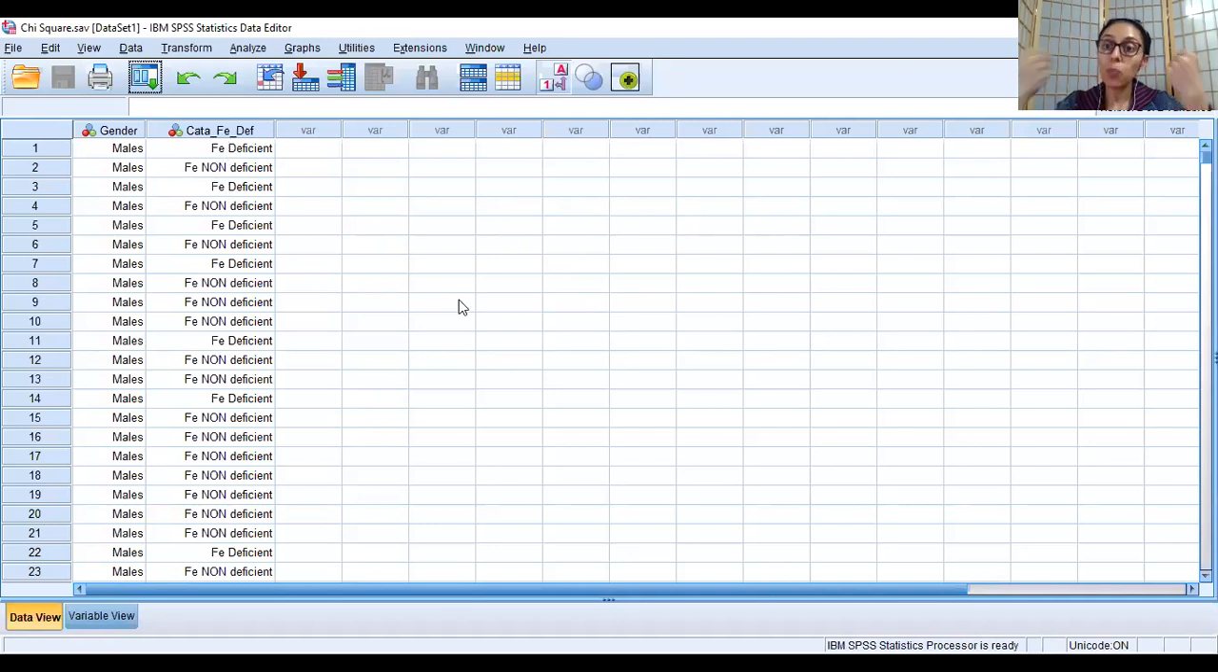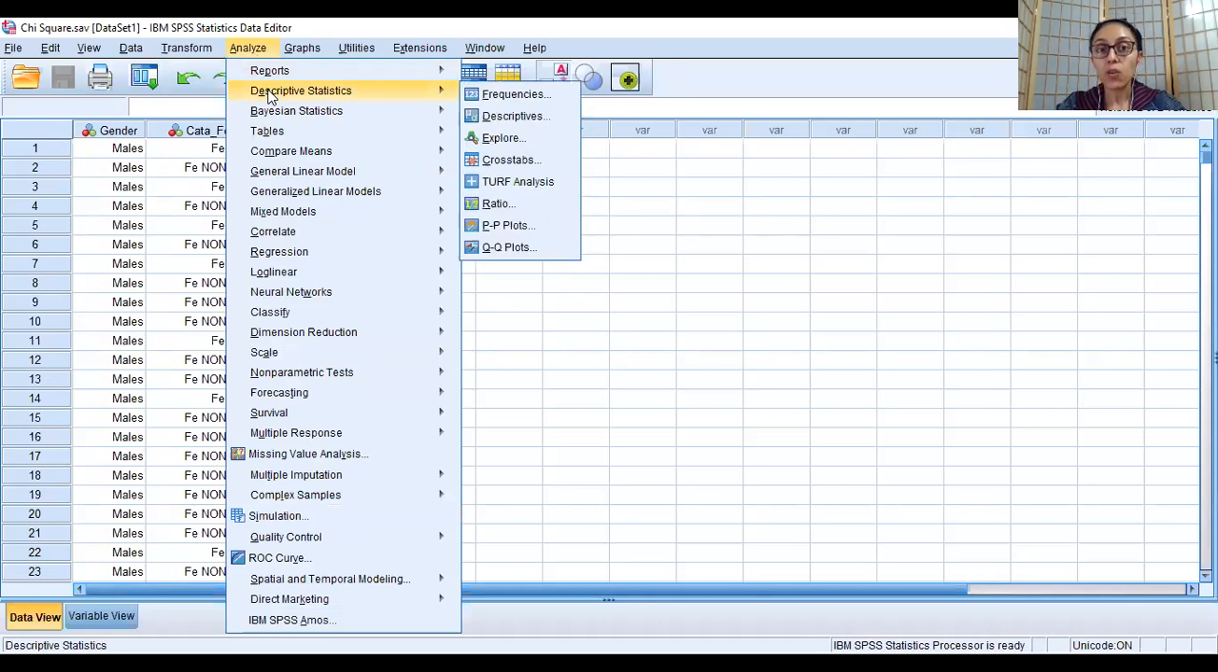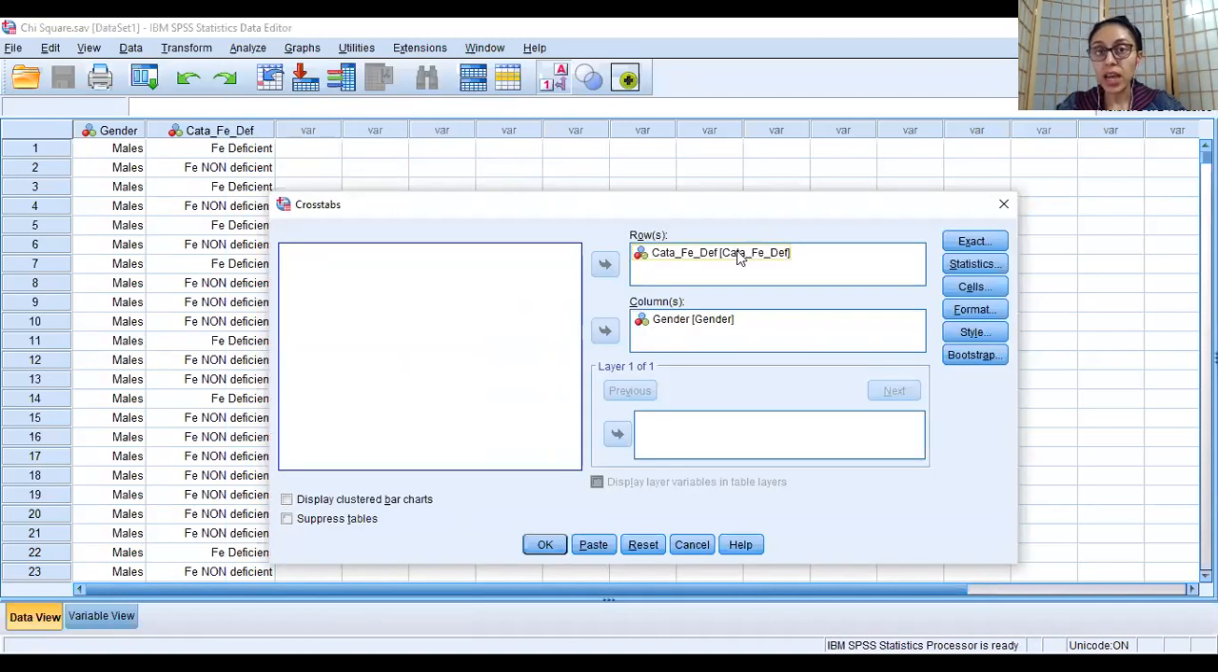Now remember over here, both of our variables are categorical in nature. Okay, so I have males versus females, and then I have iron deficient versus non-iron deficient. Okay, so I go to analysis, I go to descriptive, and then I go to cross tabs. Okay, so now in cross tabs, I'll again reset it for you.